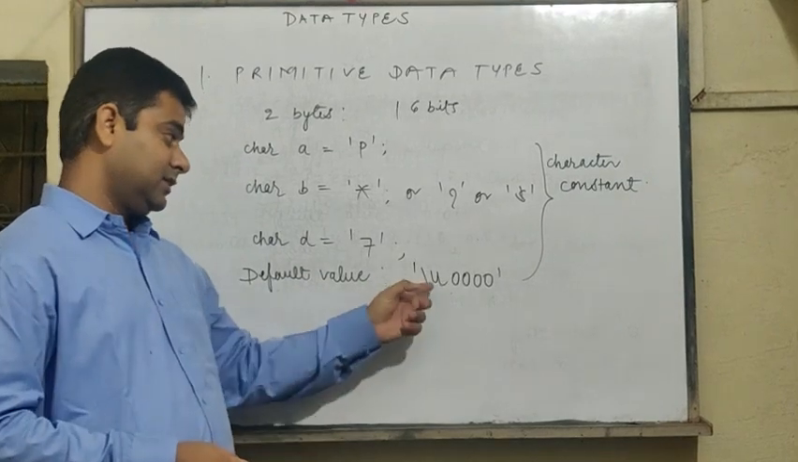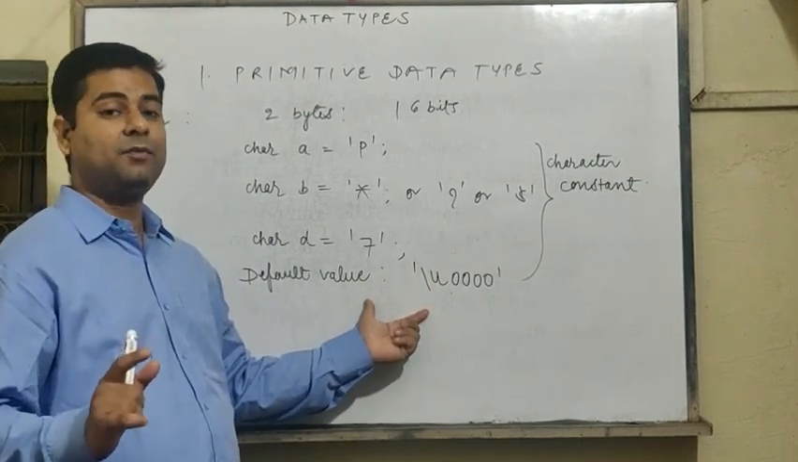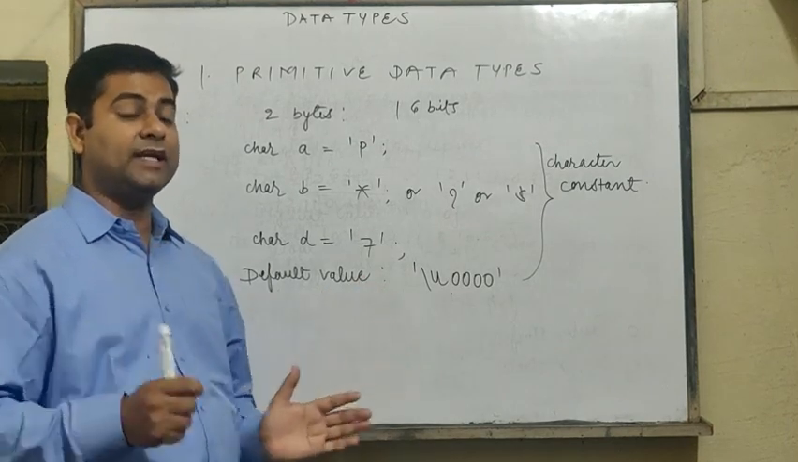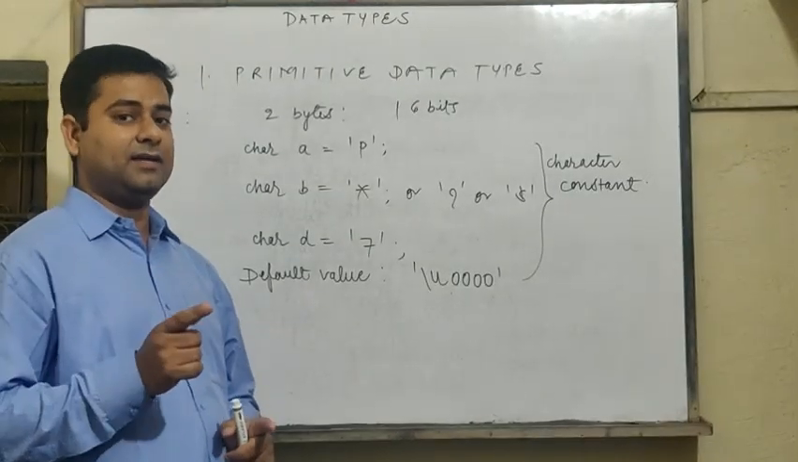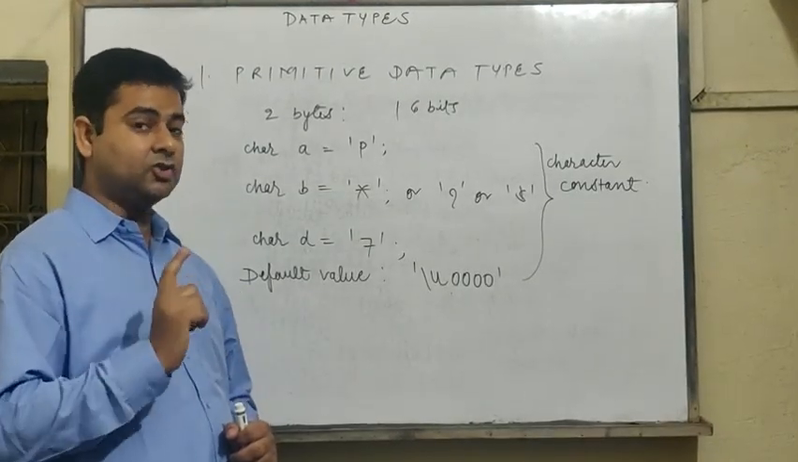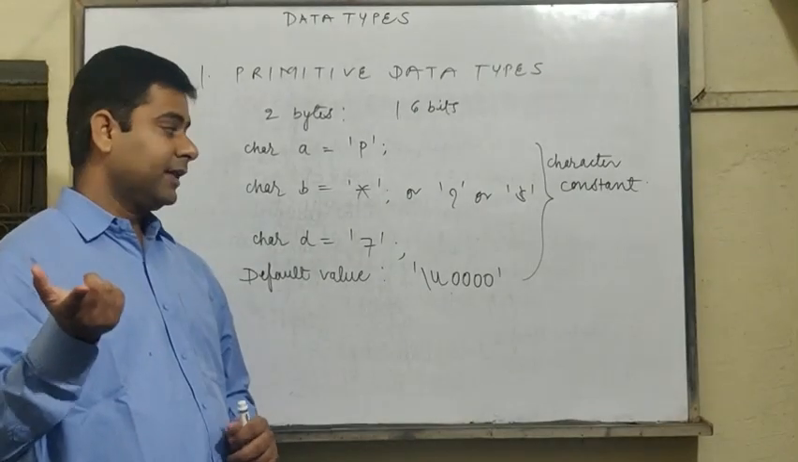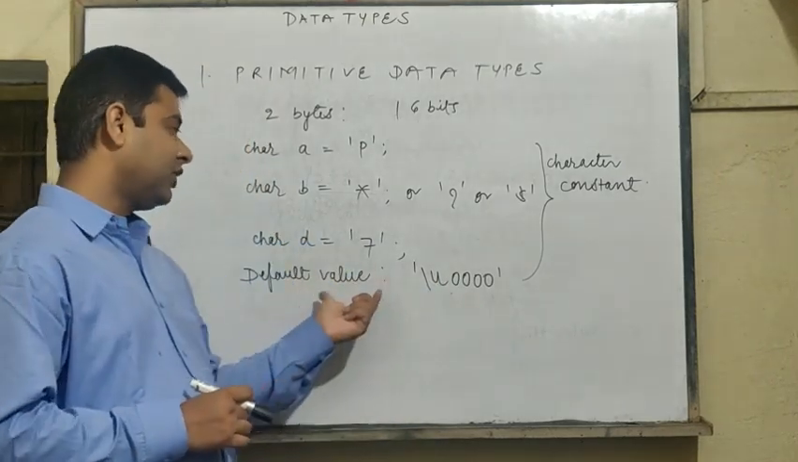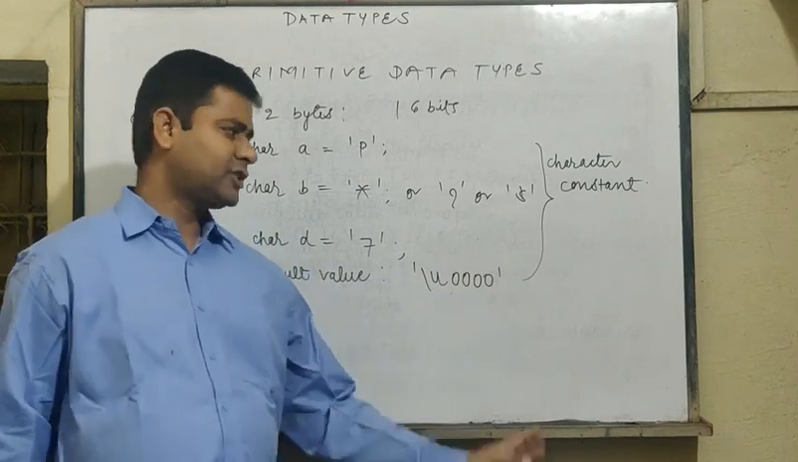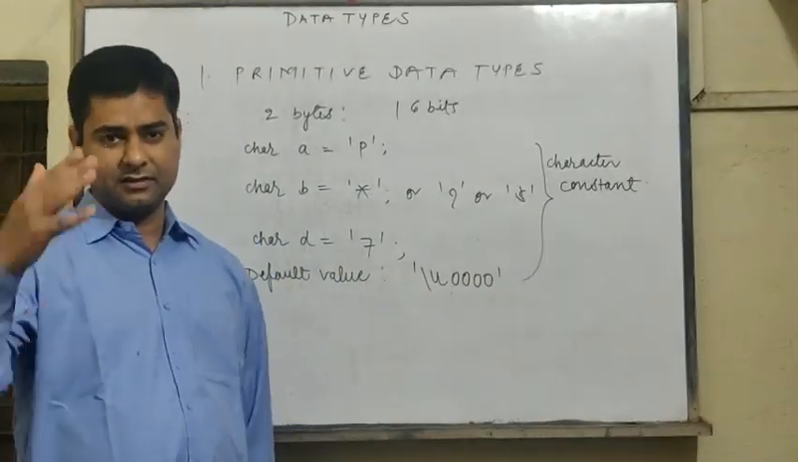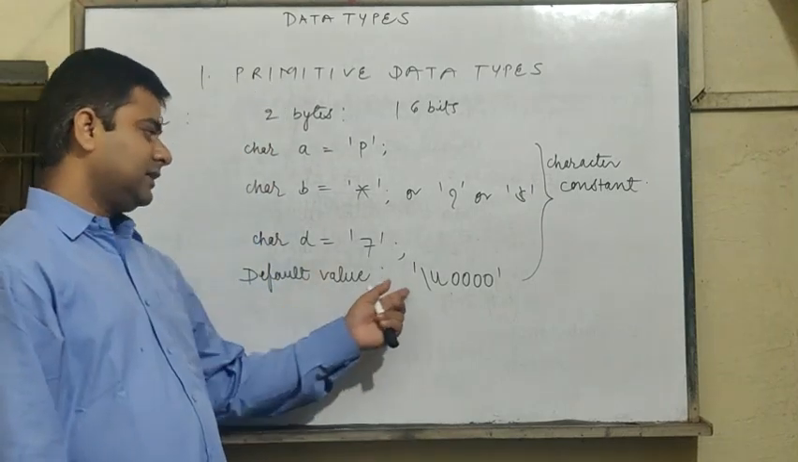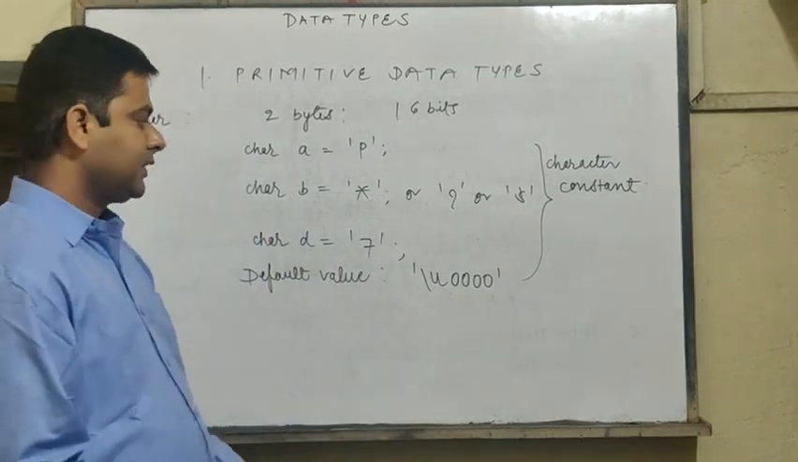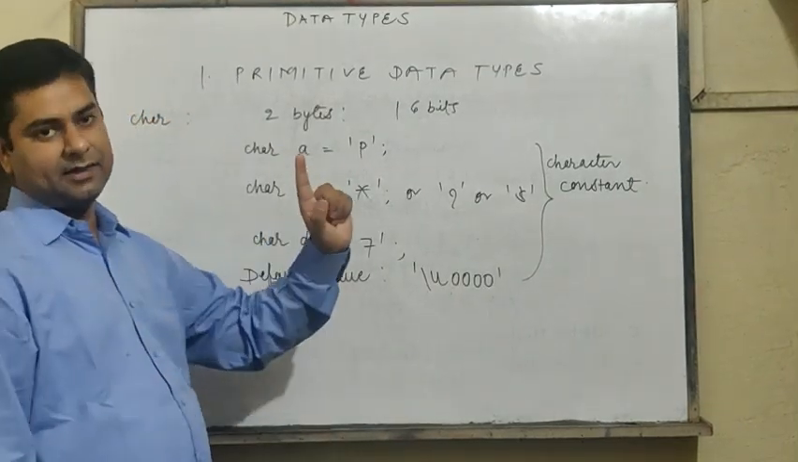It is very important. Default values of all the data types are very important because many times it is given in the question paper: what are the default values of the following data types? So you must learn them by heart. You may be asked in class 9th also, in class 10th also. So you must have the knowledge of default values of all the data types. This is the default value of the character data type: \u and four times 0. \u indicates the Unicode character set, which I will discuss further. Understood? So this is the character data type which can store only one character.